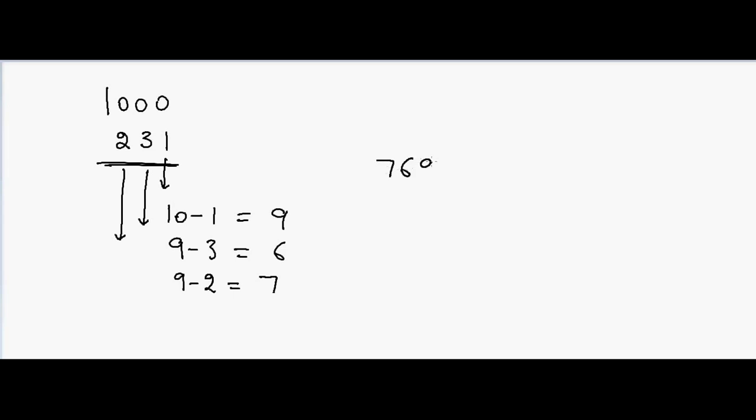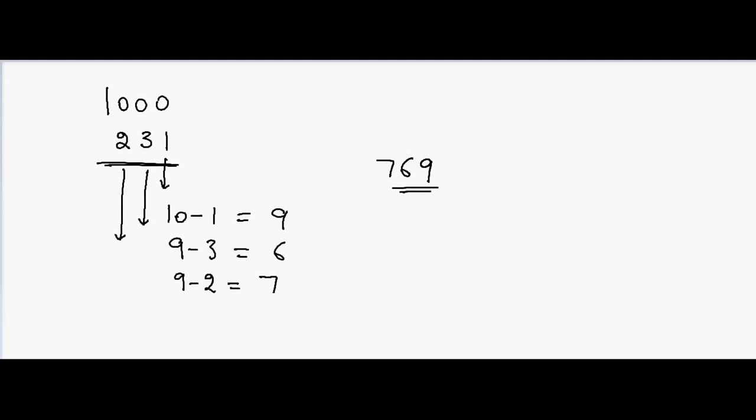In that case, what I'll do is first I'll take the first number and I subtract it from 10. So 10 minus 2 is 8. Then I'll take the second number and I subtract it from 9. That will be 6. And then I'll take the third number and I also subtract it from 9, equal to 7. So my answer will be equal to 769.